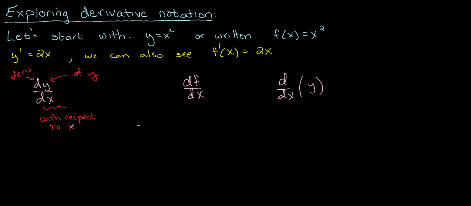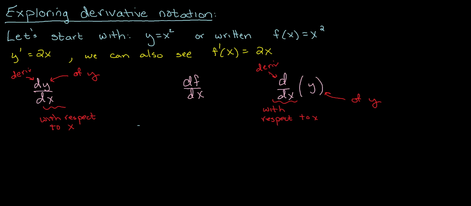Same thing over here, df dx means take the derivative of f with respect to x. And similarly, the last piece of notation here says take your derivative with respect to x of y. Same idea as what we've just done with y prime or f prime, but just a little bit of a different piece of notation. So you can see that come into play.